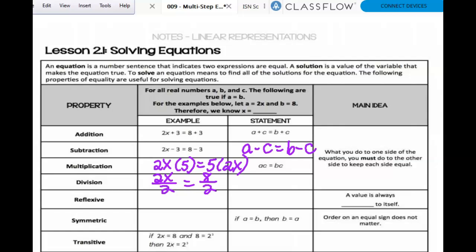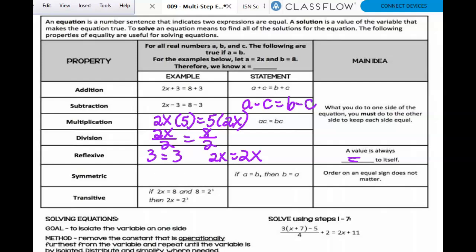The reflexive property says the number is always equal to itself. So 3 equals 3. And that means 2x equals 2x. A number is always equal to itself. That's the reflexive property.